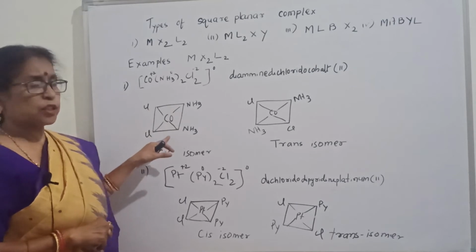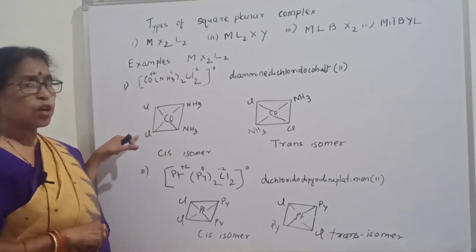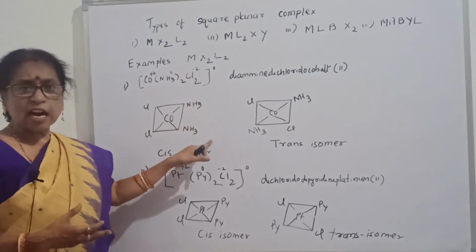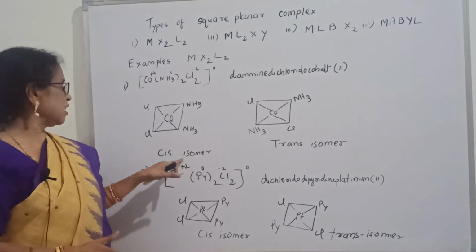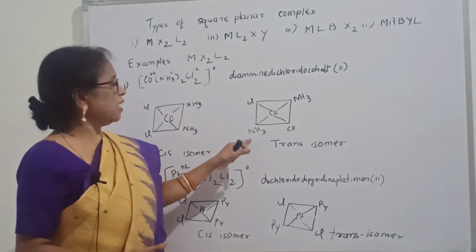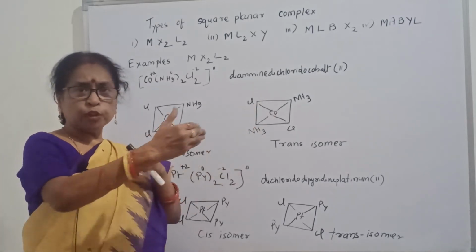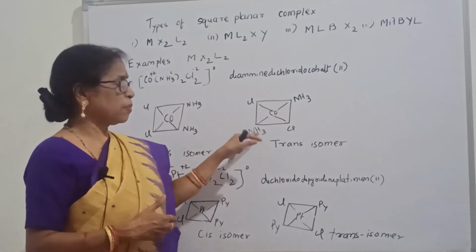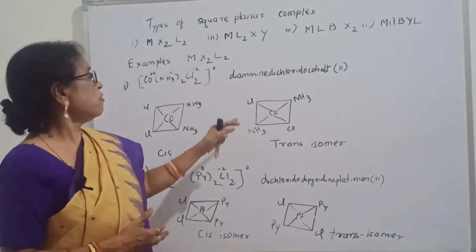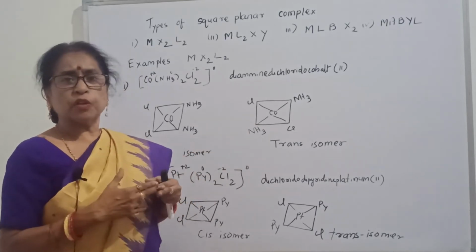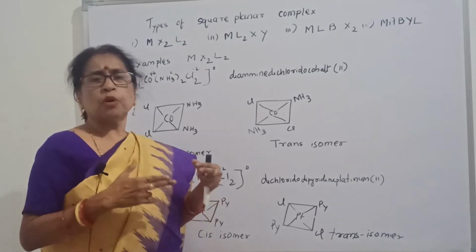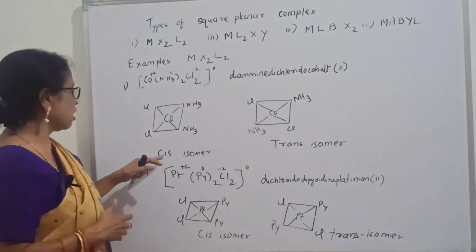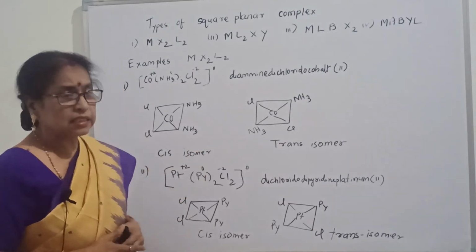This is a square planar structure where the chloride, or you can say chlorido ligands, are on the same adjacent side, and the ammonia ligands are on the same adjacent side. This is called the cis isomer. And here the ammonia ligands are opposite to each other, or you can say diagonal to each other, in the square planar coordination complex, and the 2 chlorido ions are also diagonal to each other. That is called the trans isomer. So it is called the cis isomer, and this is called the trans isomer.